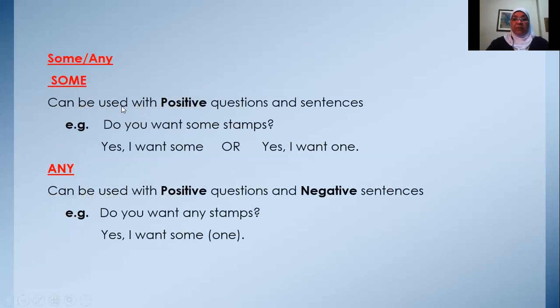So if we take a look here, some and any. Some can be used with the positive questions and sentences. Do you want some stamps? Yes, I want some, or yes, I want one. It's possible to say so. Any can be used with positive questions and negative sentences. Do you want any stamps? Yes, I want some, or yes, I want one. We can say 1, 2, 3, 4, any number you like. So that's the difference between some and any.